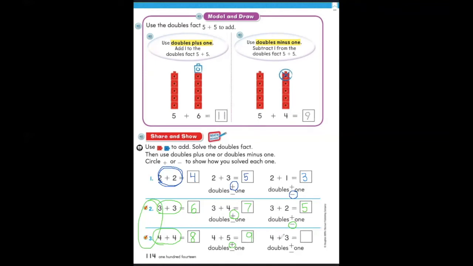And last, 4 plus 3 equals a sum. Since 3 is 1 less than 4, we need to use the doubles minus 1 strategy. 4 plus 3 is the same as solving 4 plus 4 minus 1. So 4 plus 3 is 7.